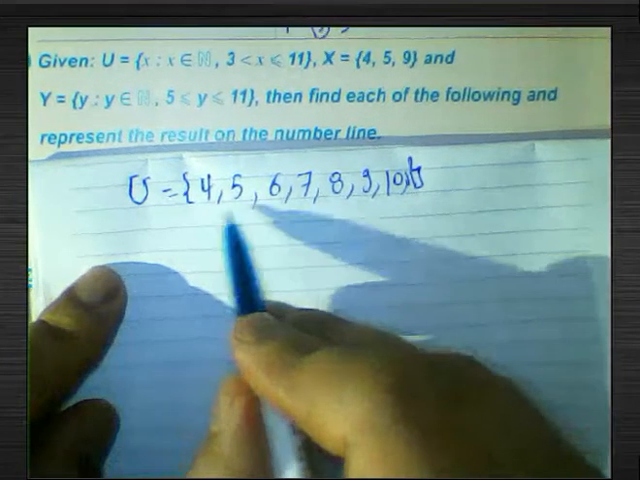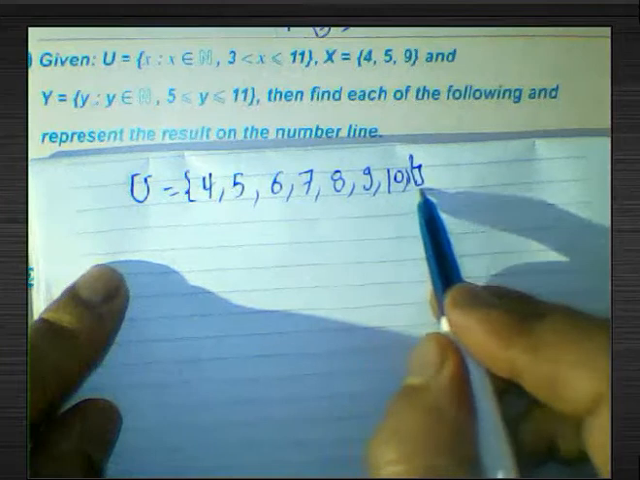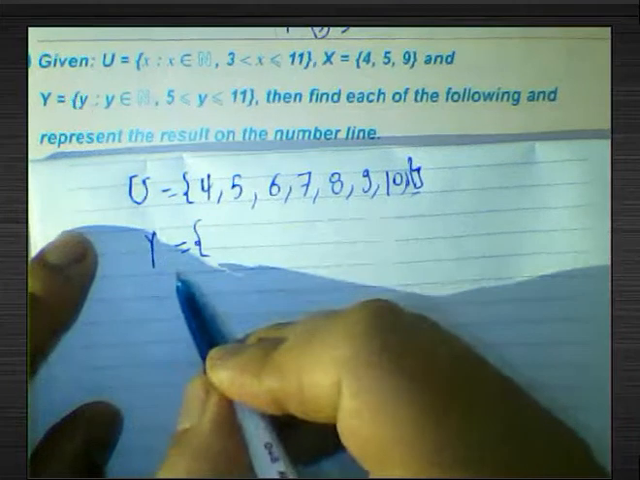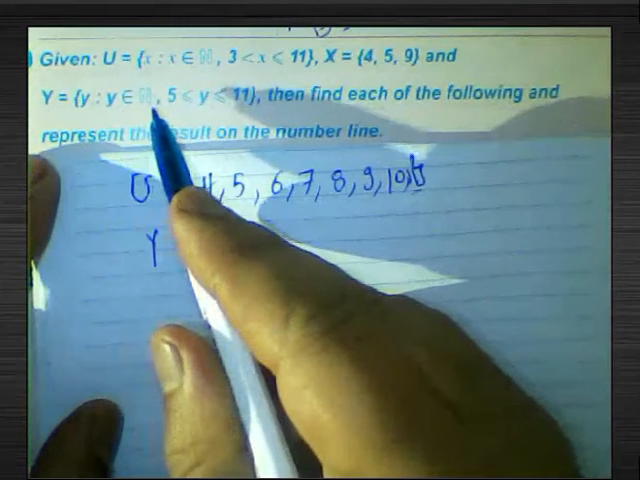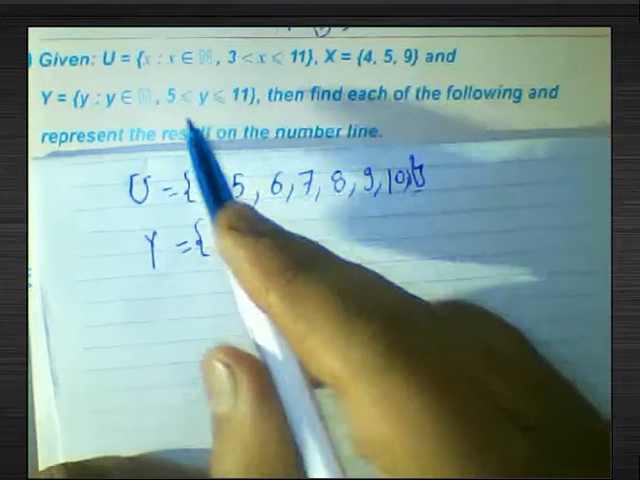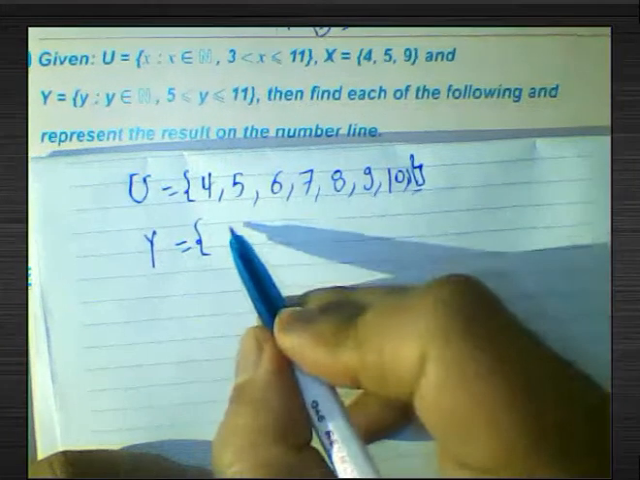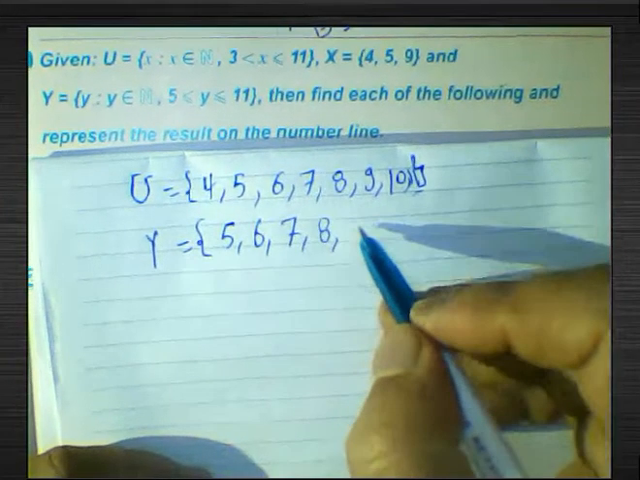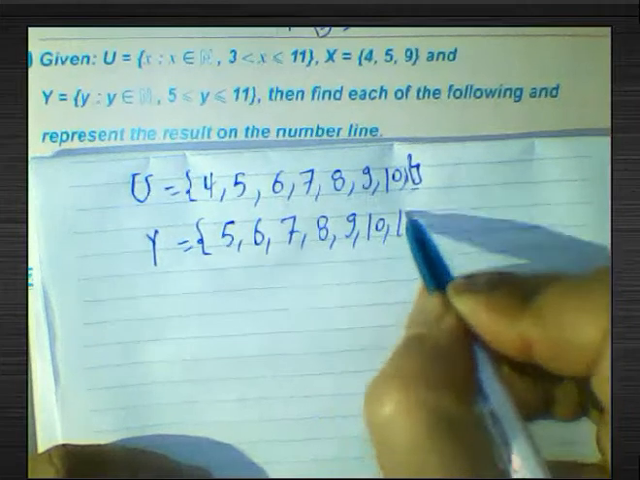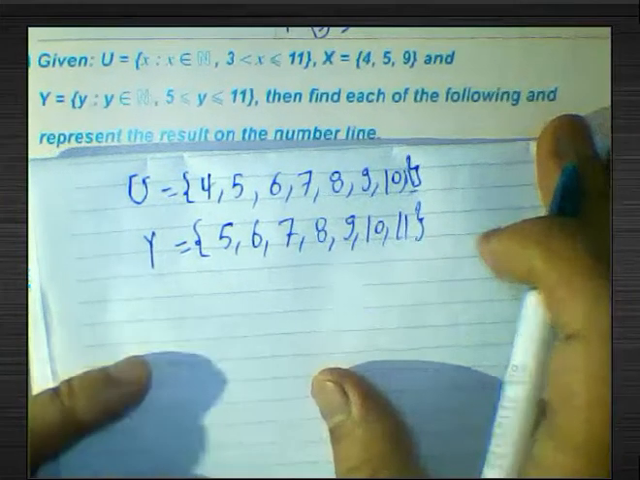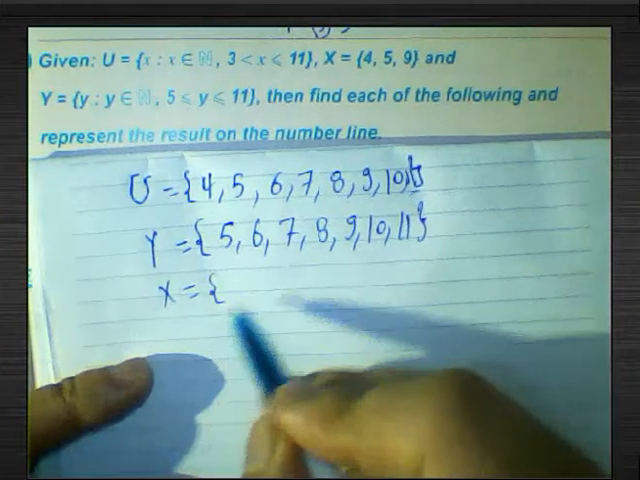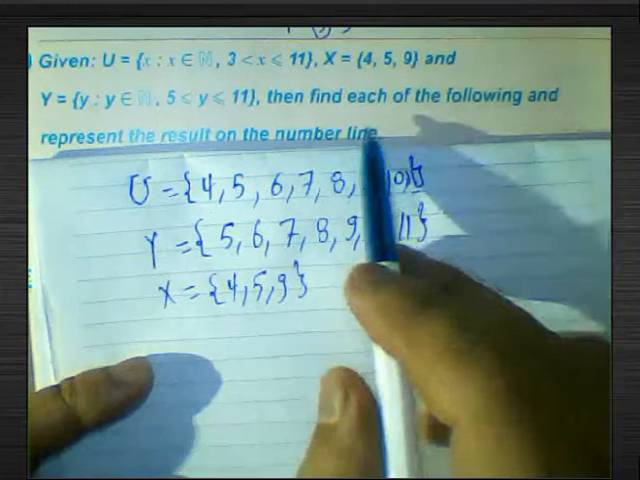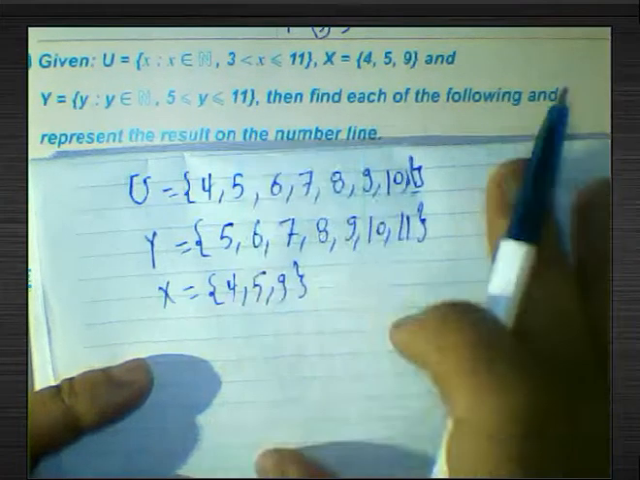Okay, 4, 5, 6, 7, 8, 9, 10, 11. Y equals the set of y such that y belongs to N, y is more than or equal to 5 and less than or equal to 11. We will write 5, 6, 7, 8, 9, 10 and 11. We have X equals the set of 4, 5, 9. Then find each of the following and represent the result on the number line.